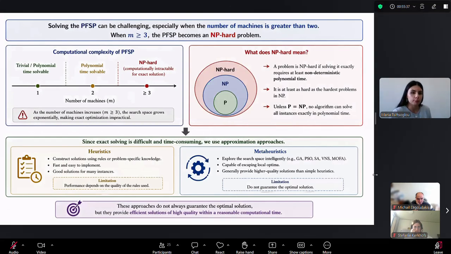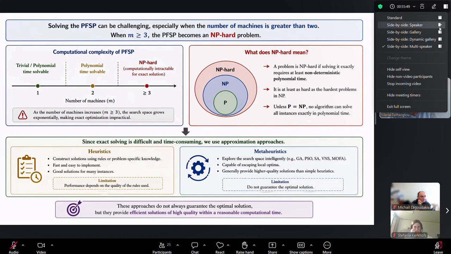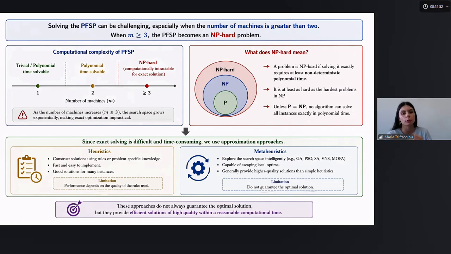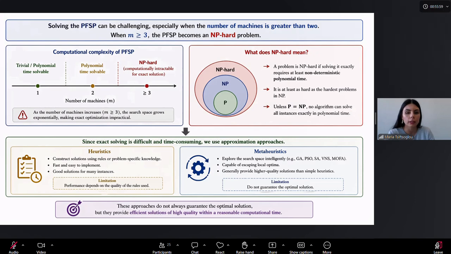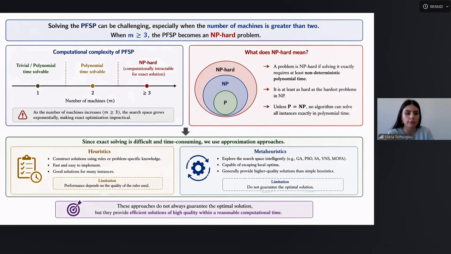Solving the PFSP can be really challenging, especially when the number of machines is greater than 2. Then it becomes an NP-hard problem. A problem is considered NP-hard when solving it exactly requires at least non-deterministic polynomial time complexity. Since it's hard and time consuming to find the exact solution, we prefer using approaches like heuristics and metaheuristics. These approaches don't always guarantee the optimal solution, but they can provide us with efficient solutions within reasonable time.